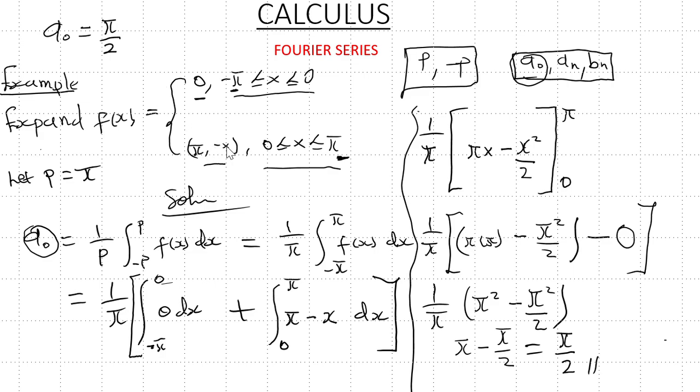Now let's proceed finding the A subscript n. Then we continue to find the B subscript n. After getting that, we put it into our final formula, or our general formula. So let's proceed with the A subscript n.